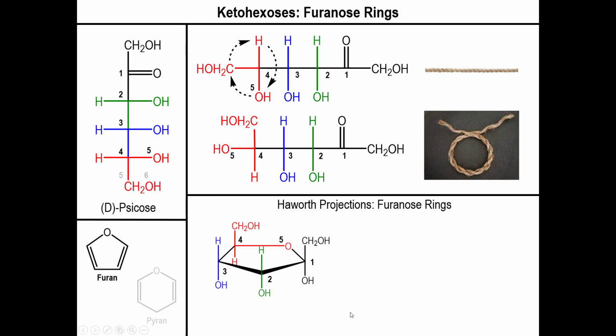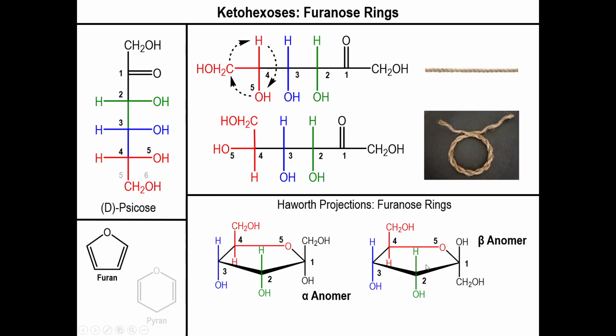So on the one hand, we'll have OH pointing down and CH2OH pointing up. And because the OH is pointing down, this is the alpha anomer. If you draw that same ring and simply swap the order, right? So OH is now pointing up, CH2OH points down. This is the beta anomer.